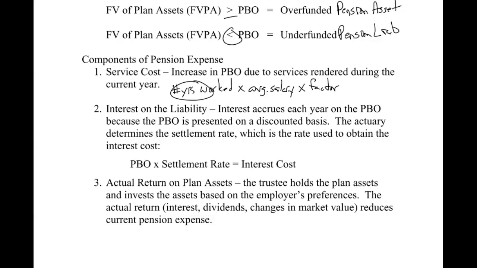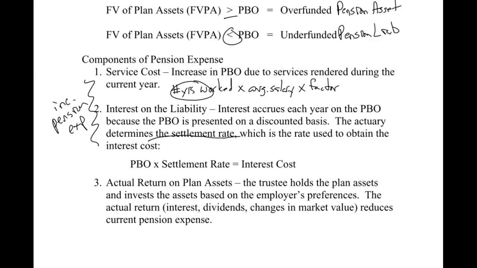The next one is the interest on the liability. Interest accrues each year on the PBO because it's presented on a discounted basis. The actuary, remember we talked in the previous video about how we rely on actuaries a lot, determines the settlement rate, which is the rate that we're going to use to calculate the interest cost. So see the formula here, it's the PBO at the beginning of the period times the settlement rate, which will give us our interest cost. Both of these will increase pension expense. And you'll see what I mean here when we get to the worksheets in the next video.